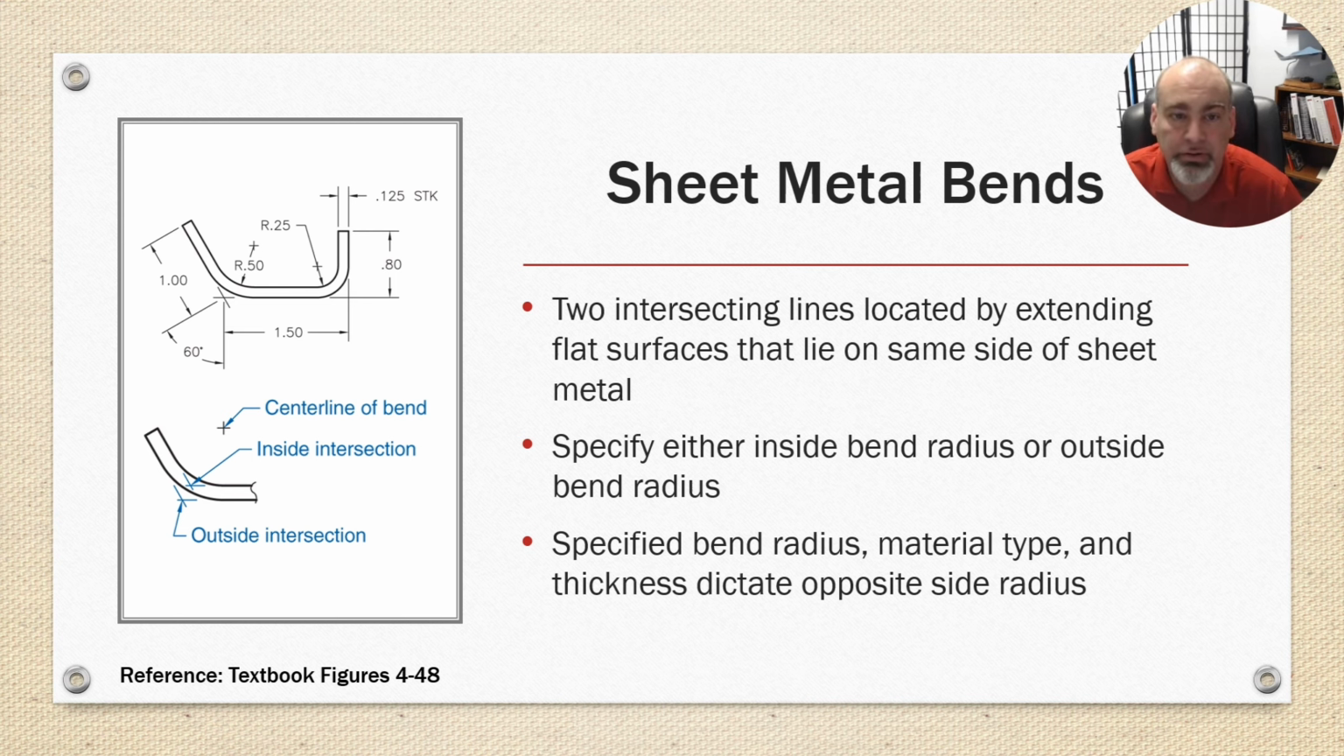Typically, sheet metal is dimensioned from inside radiuses. Tends to be how the equipment works. But if you have a special application where you need to do an outside, just make sure it's clearly noted.